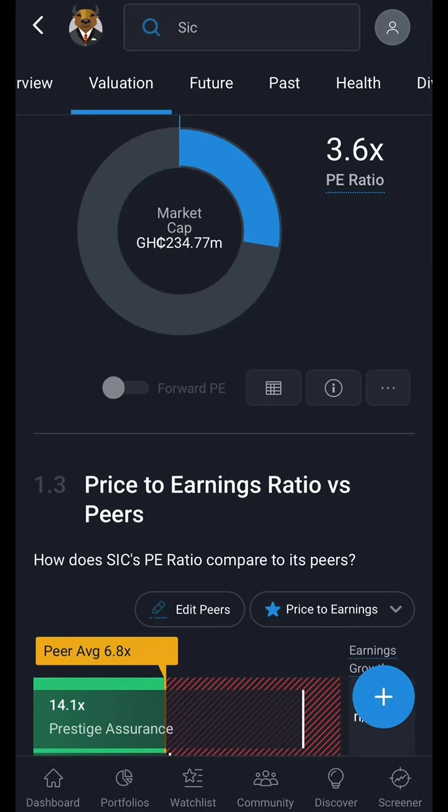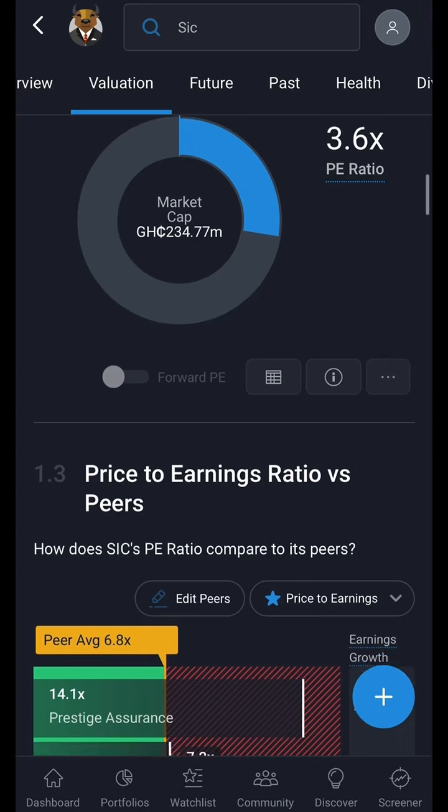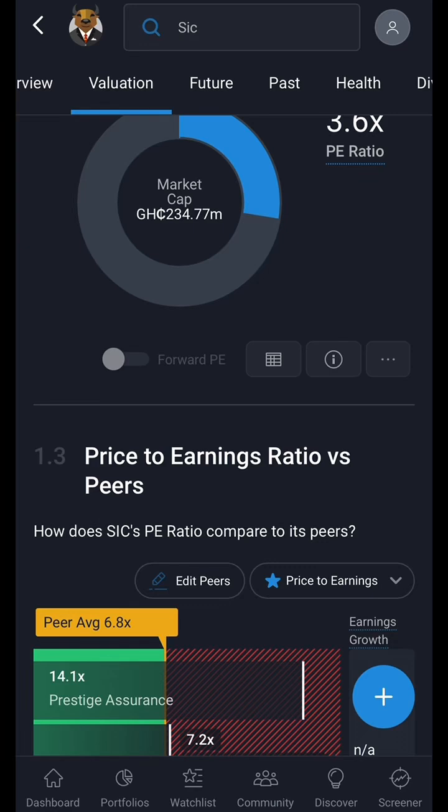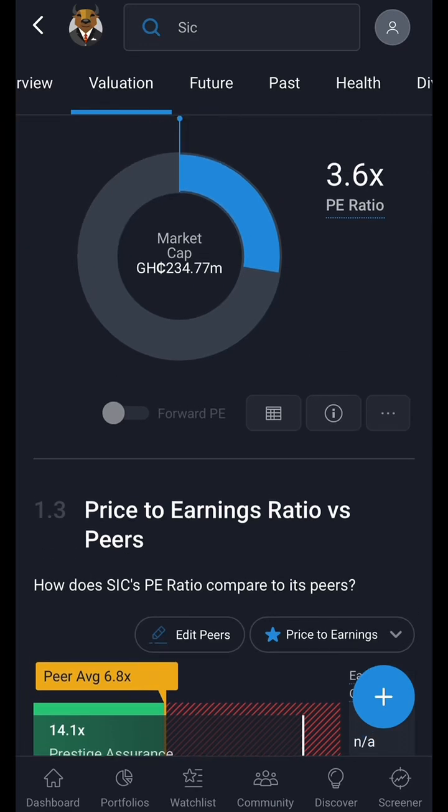So the next thing we are going to look out for is the price to earning ratio, which is calculated by picking the share price divided by earning per share, and SIC has a price to earning ratio of 3.6. So meaning investors are willing to pay 3 cedi 60 pesewas for every 1 cedi the company earns, and it would take you maybe 3.5 years to recover your money if you had invested in SIC. Mind you, the 3.6 is small, meaning the company is being undervalued.